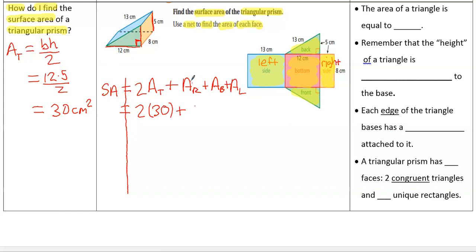Plus, now we're going to do the area of the right. Well, the area of the right side is this side. And what are the dimensions? It looks like it's 8 by what's perpendicular? 5. So that area of the right side is a rectangle. How do you find the area of a rectangle? Just base times height. So that's just going to be 8 times 5, which is equal to 40 centimeters squared.